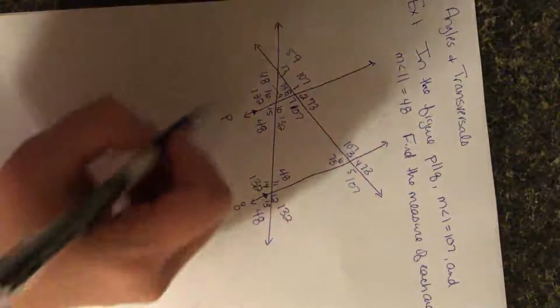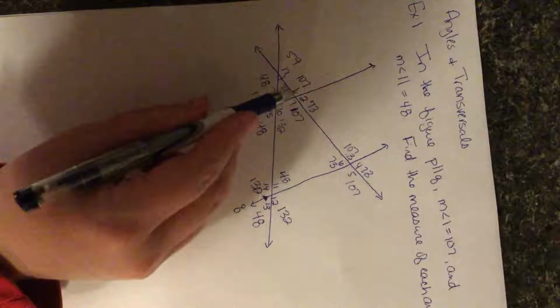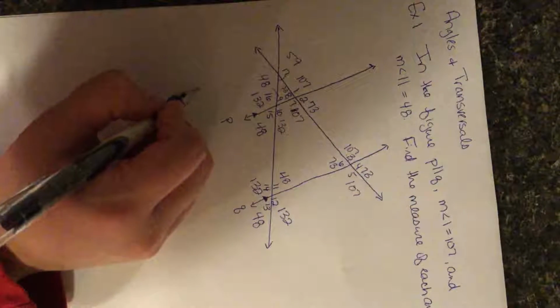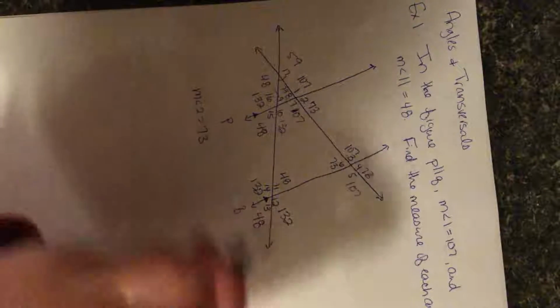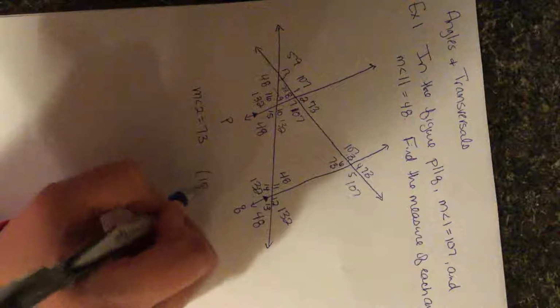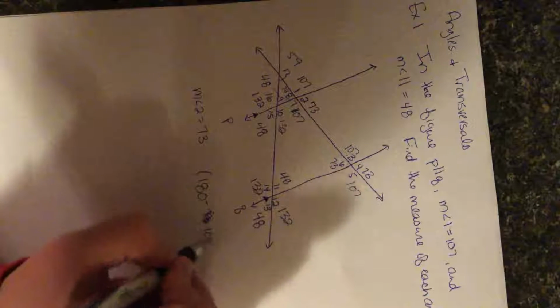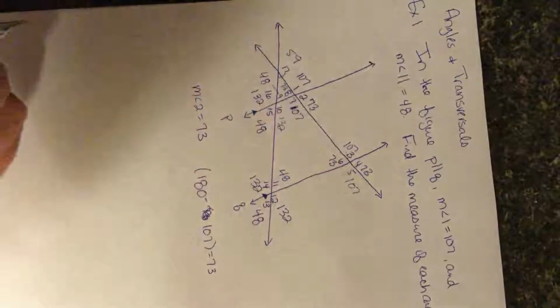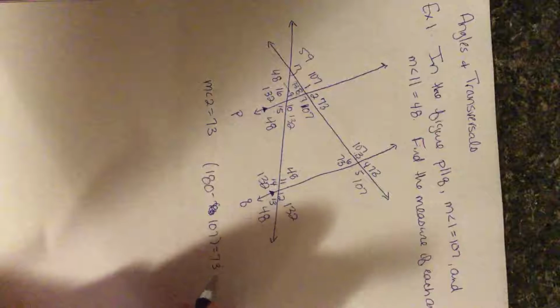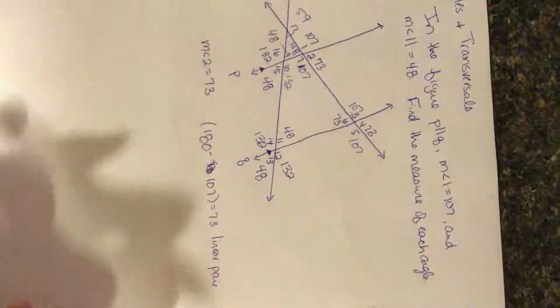So just to list all those with an explanation, the measure of angle 1 was given, so we'll start with 2. Measure of angle 2 is 73, and we did that by doing 180 minus 107 to get 73. So I'll just put in parentheses what we did. This is a linear pair, is what it's called, because they're on a line.